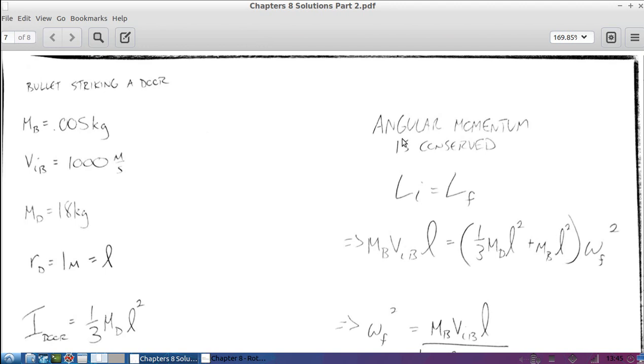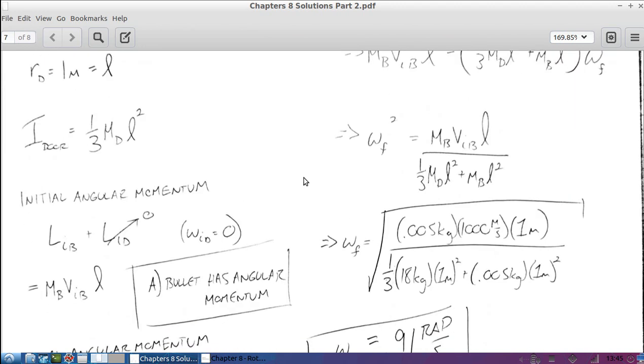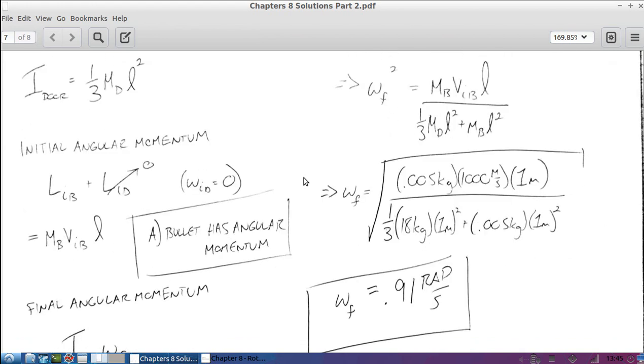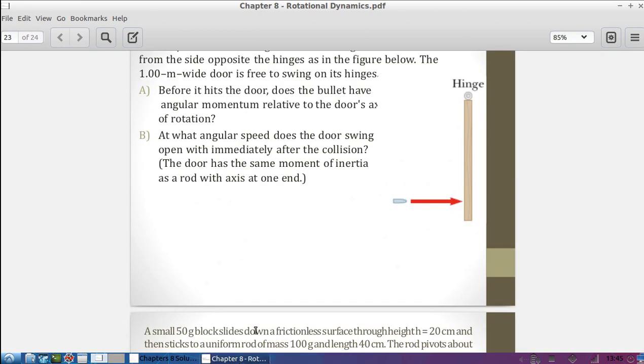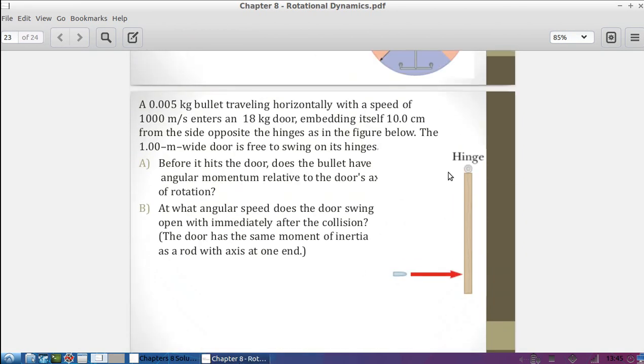momentum. Okay, L final is L initial. But I have to find out what the initial angular momentum of the system is. The door is initially stationary. All right, the door is initially stationary, so it has no angular momentum. It's not rotating. It doesn't have a linear velocity, angular velocity, nothing.